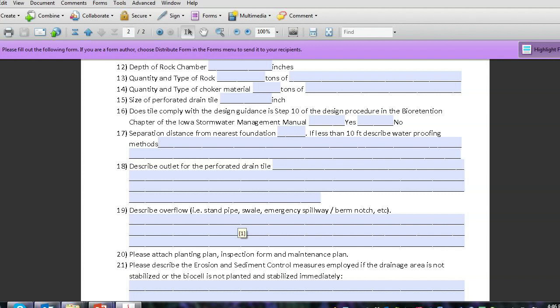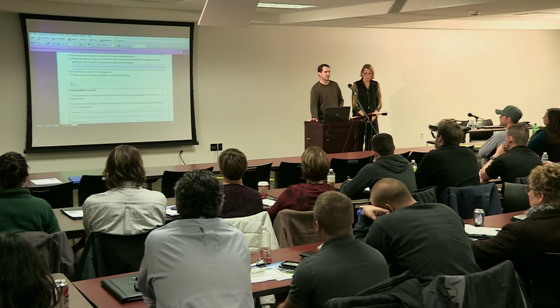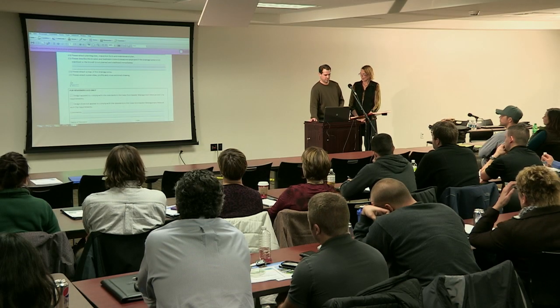And then finally, you get down to the planting plan, inspection and maintenance. They want to know what you're planting and how you plan to maintain it, and obviously your erosion and sediment control measures. And then there is a place for them to sign off on it when it's done. Any questions about the bioretention cell checklist? Okay.